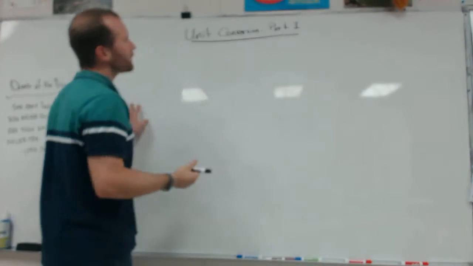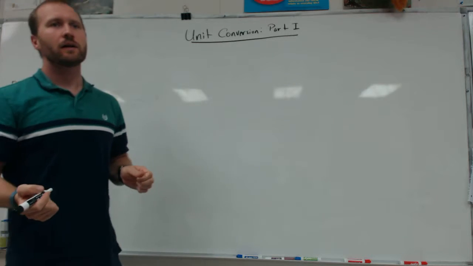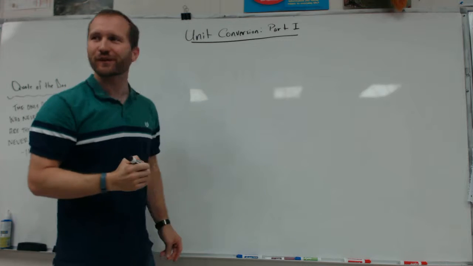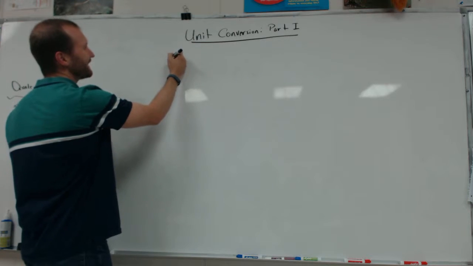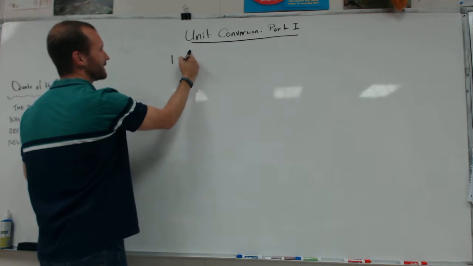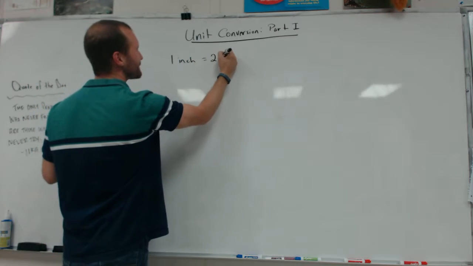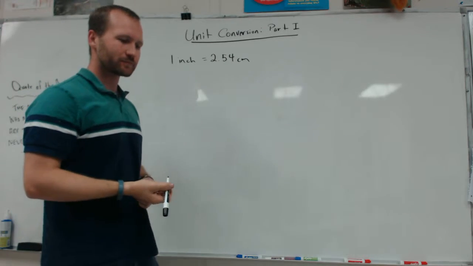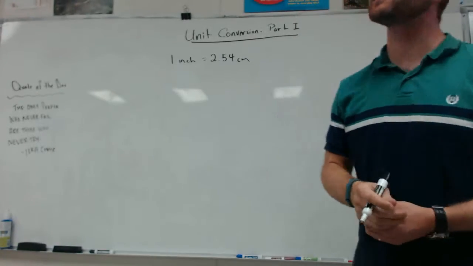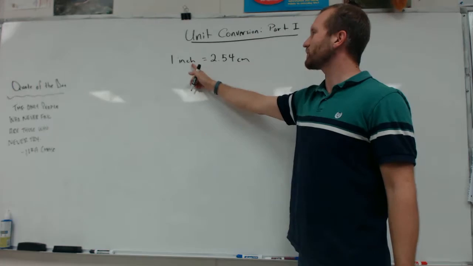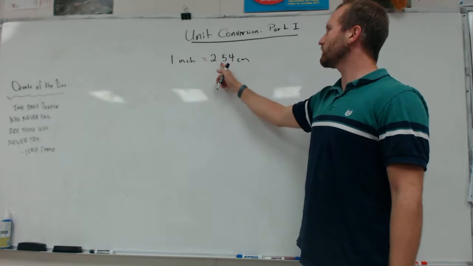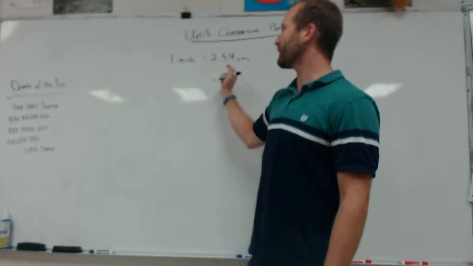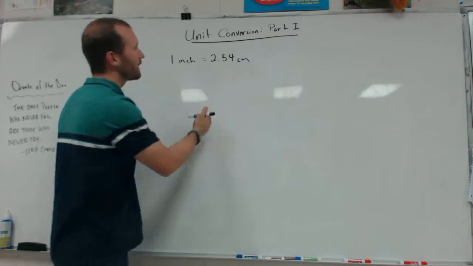Conversion. So the first thing we're going to talk about here is, and I've just forgotten what these are called. 1 inch equals, I can't believe I forgot the name for this, 2.54 centimeters. Yeah, this is a conversion factor, right? So 1 inch equals 2.54 centimeters. I'm pretty sure there's another name for them, and I will tell you as soon as I think of it.